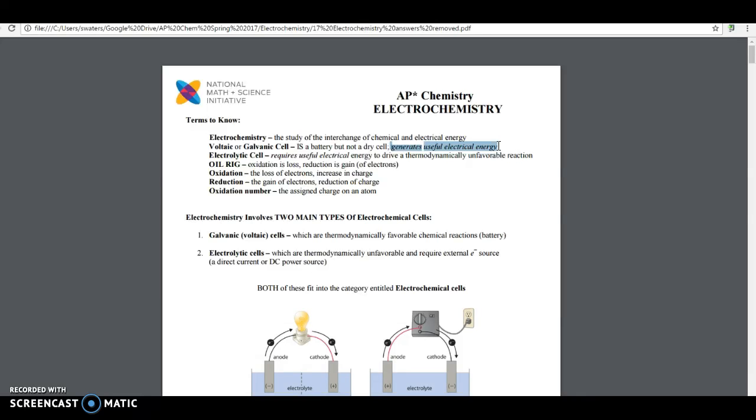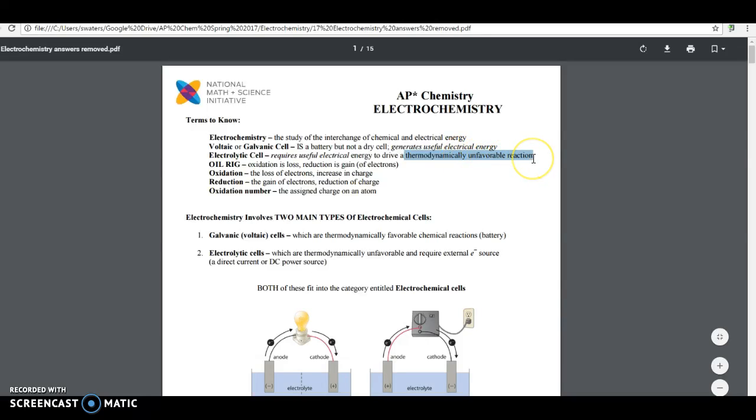Another type of cell is called an electrolytic cell, and this is a type of cell that requires energy, so it is thermodynamically unfavorable. So you can think voltaic or galvanic, those are favorable. Those are things that are going to have a delta G that's negative. As they run, they're giving off energy. An electrolytic cell is sort of like a dead battery. It needs some electrical current to make it run.